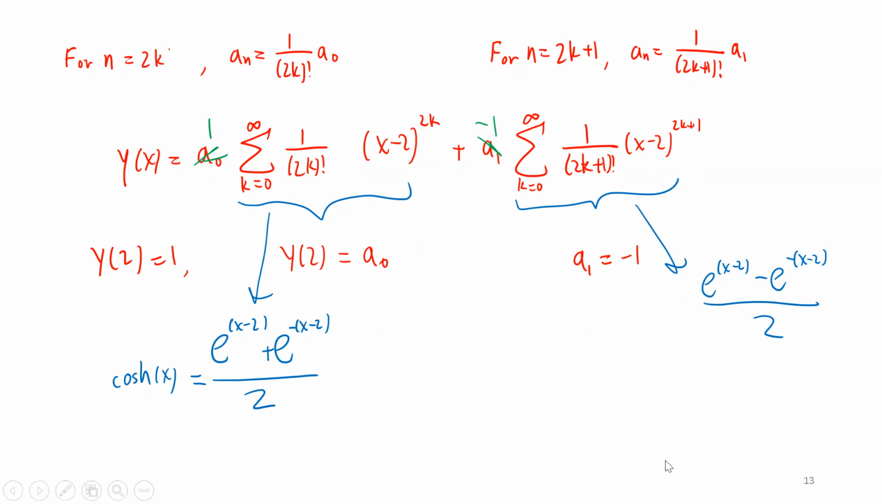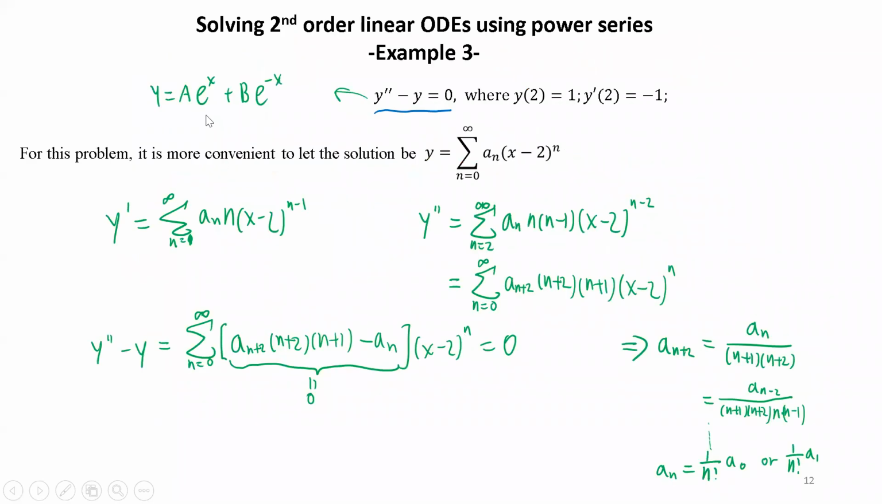Okay. And this is actually called a hyperbolic sine. But you can see the equivalence, right? So you can either treat the solution as a linear combination of this function and this function, right? So that will be completely the same as the linear combination of e to the x and e to the minus x. Okay.